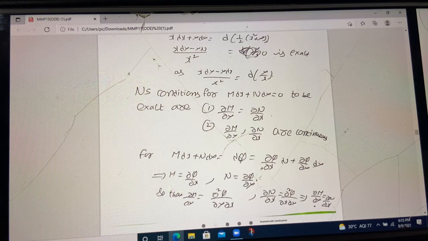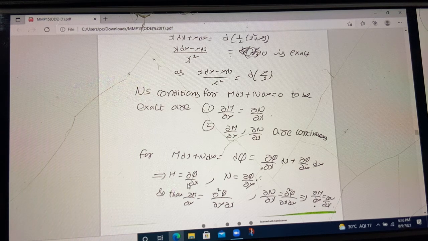What is dφ? Earlier we discussed the total derivative. What is the dφ formula? ∂φ/∂x into dx plus ∂φ/∂y into dy. This is dφ, called the total derivative. That is the change in the value of φ when x is changing and y is also changing. So compare both sides: M is ∂φ/∂x, N is ∂φ/∂y.